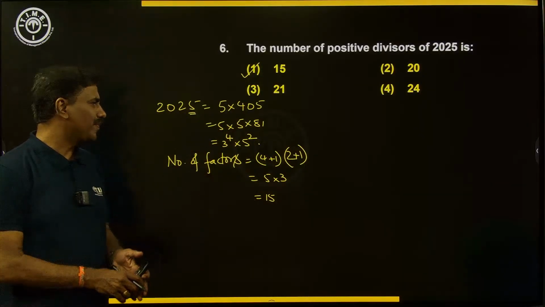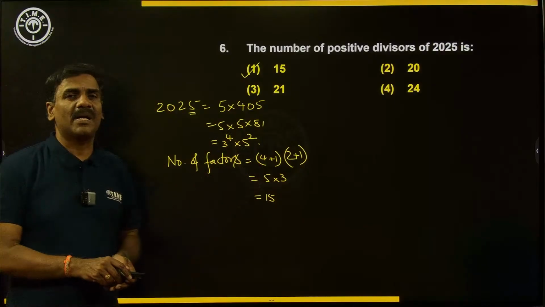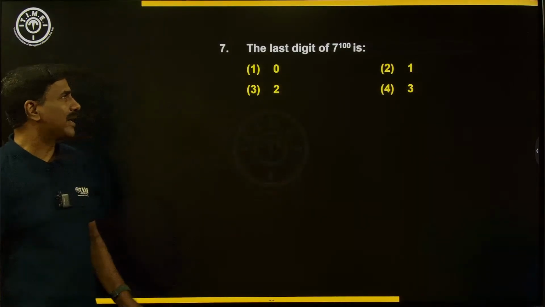In that way, we will be finding the number of factors. So what we need to do: express the number as a product of prime factors, add 1 to each of the indices and multiply them. That will give us the number of divisors. So let's look at the next one.